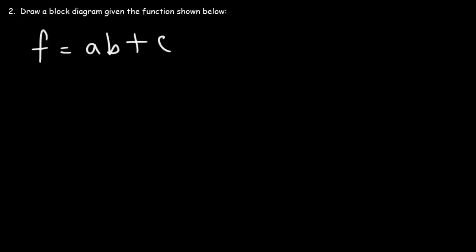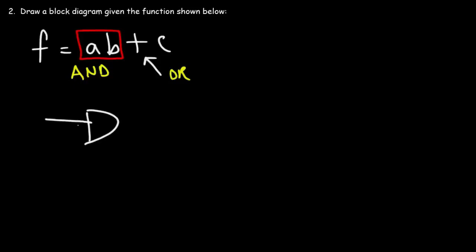So first, notice that A and B are multiplied to each other. So we're going to deal with an AND gate. And notice that we have an addition symbol. So we're going to use an OR gate between AB and C. So let's begin. Let's start with the AND gate. So here are the two inputs, A and B, and then the output of that will be just AB.